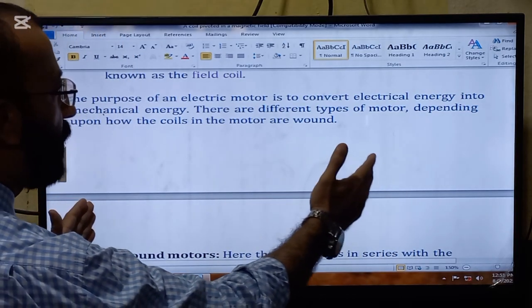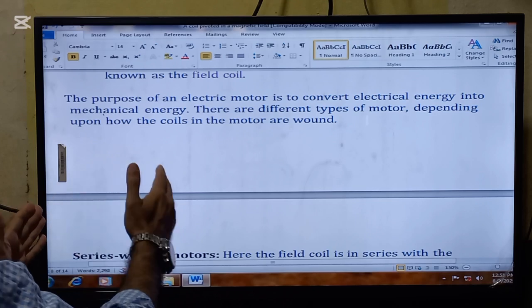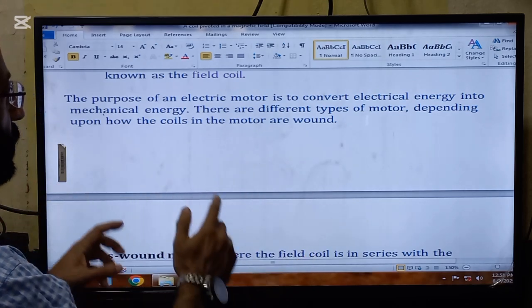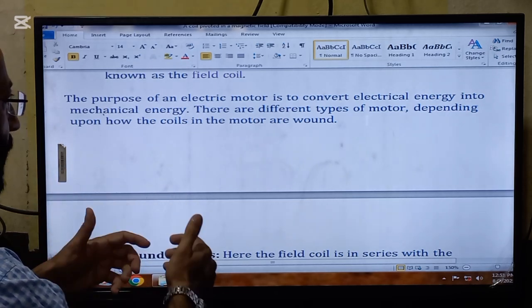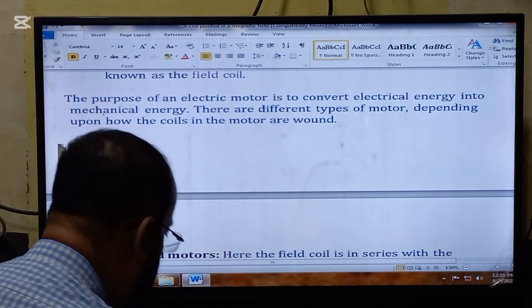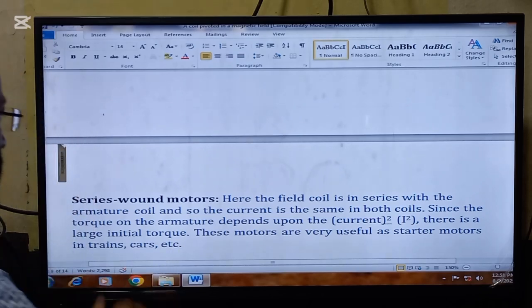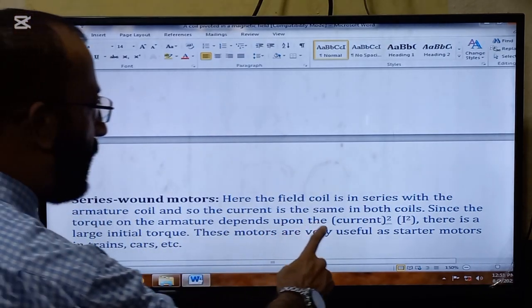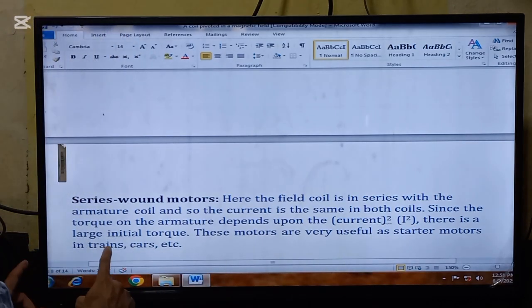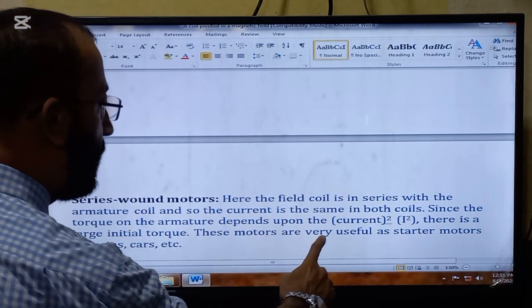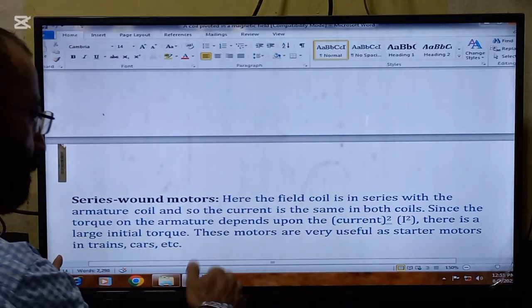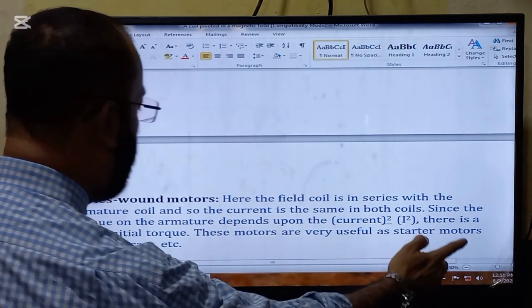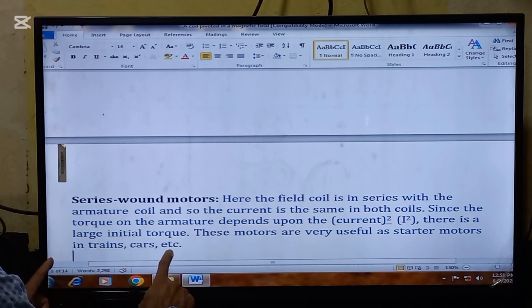There are different types of motor depending upon how the coils in the motor are wound. So it depends on the coil, how it is actually wound. So that actually creates the difference between different types of motors. Number one is series wound motors. Here the field coil is in series with the armature coil, and so the current is the same in both coils. Since the torque on the armature depends upon the current squared, there is a large initial torque.